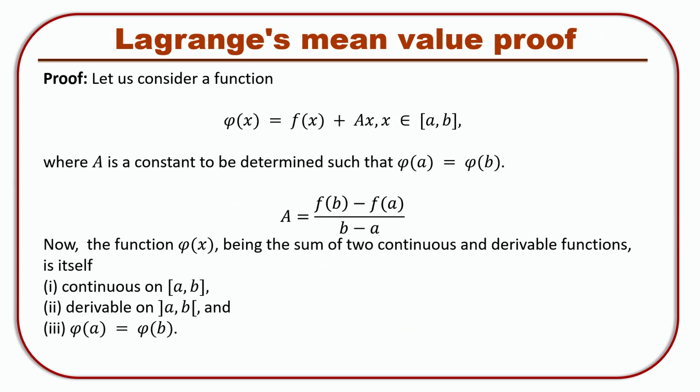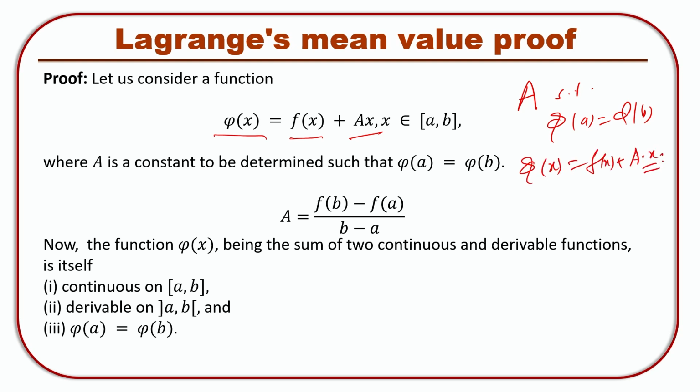How to prove this? To prove this, you have to construct a function first. Imagine a function phi of x equal to f of x plus A times x, where x belongs to the closed interval [a, b] and A is an unknown constant to be determined such that phi(a) equals phi(b). We have already defined phi of x equal to f(x) plus A x.